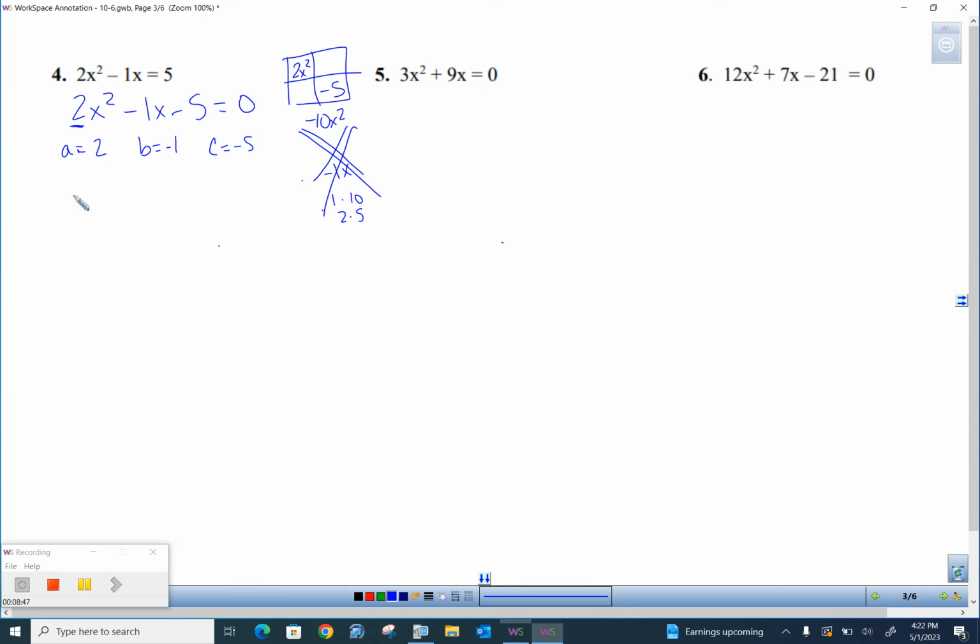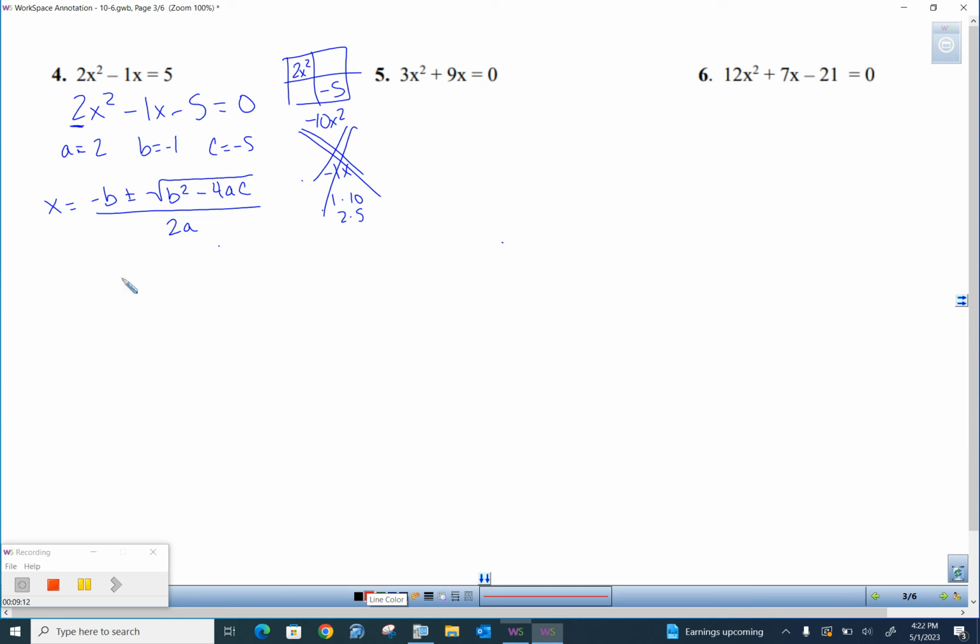As a reminder, the quadratic formula looks like opposite of b, plus or minus, big square root symbol, b squared minus 4 times a times c, all divided by 2 times a. Okay, so I'm going to let you pause the video and substitute in those values for me.